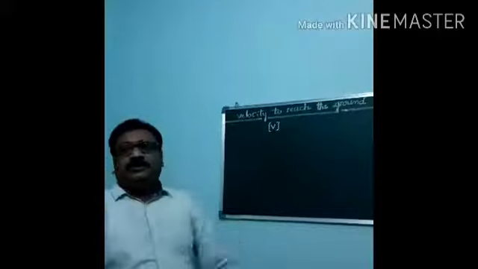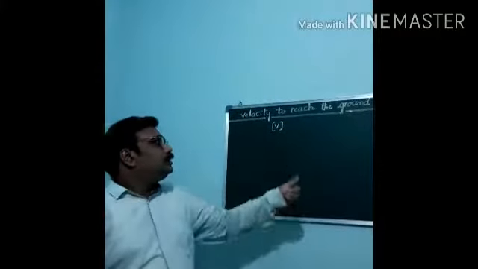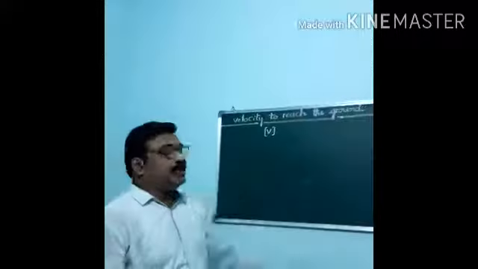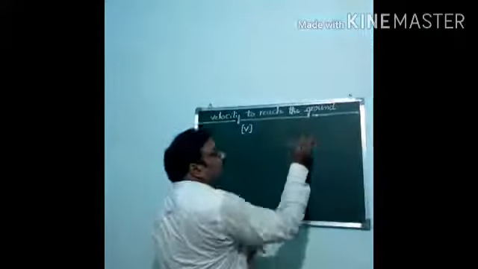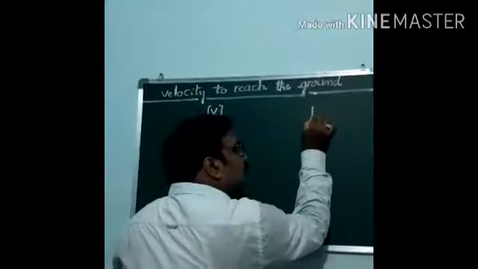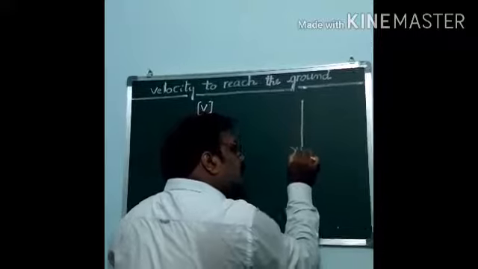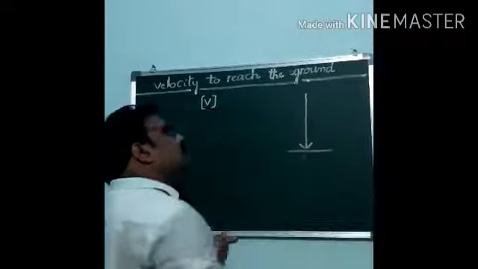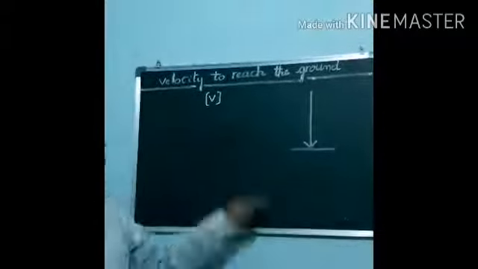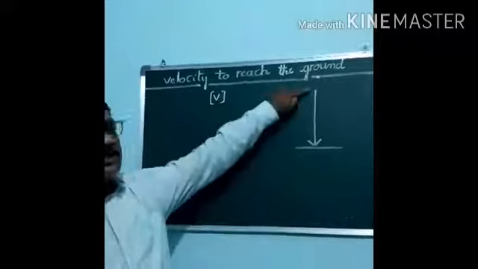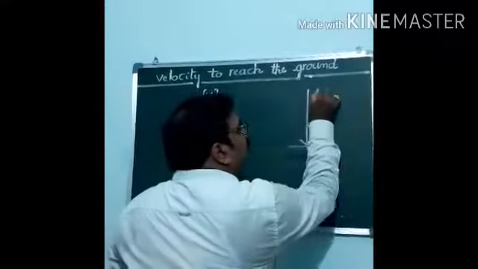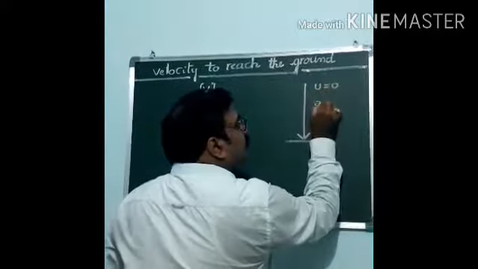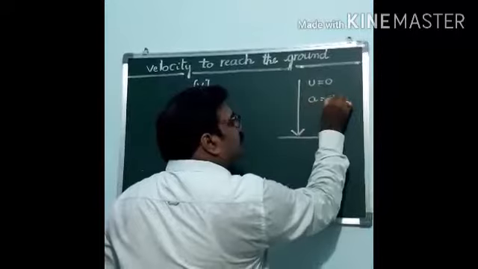Velocity to the ground. In this condition, the object is moving in the downward direction. To reach the ground means it is moving downward. What are the conditions applied? Downward direction, initial velocity 0, and a equals plus g.